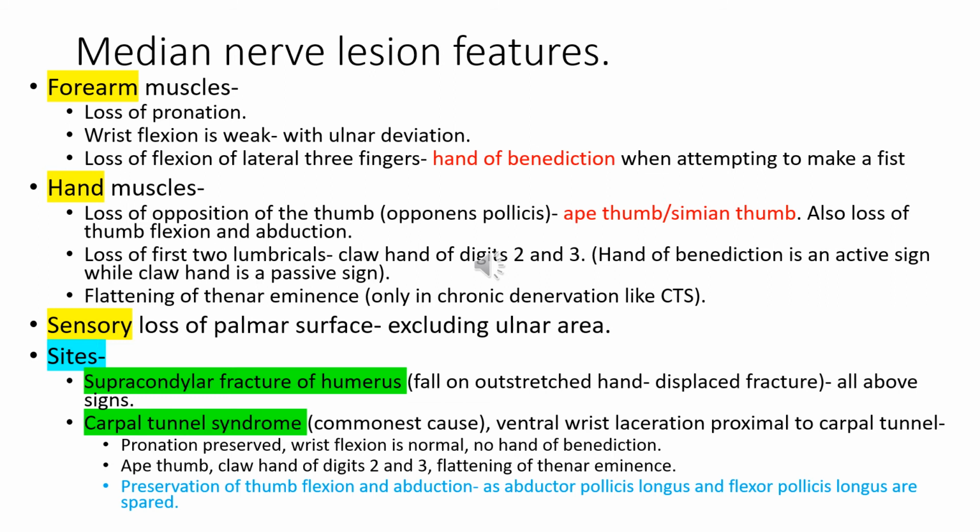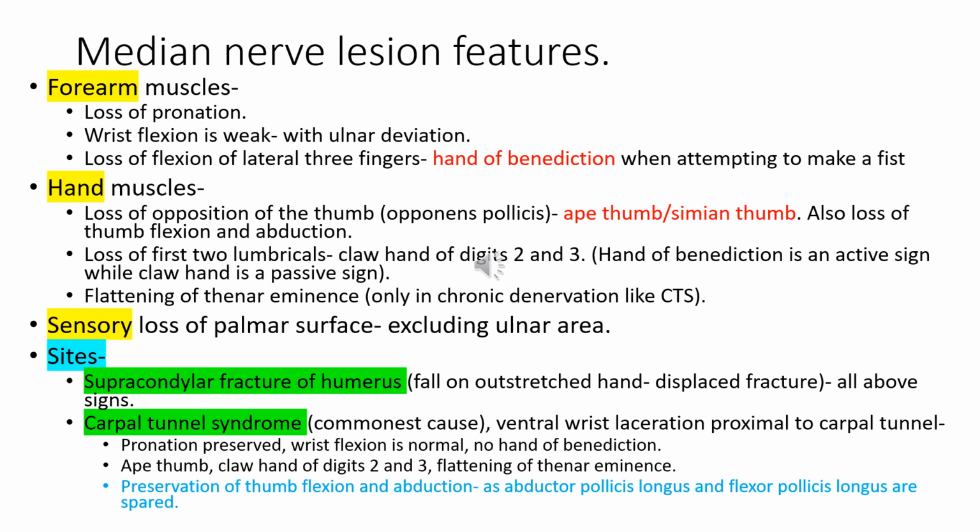Now, in addition, the median nerve supplies flexors going to the first three fingers, that is thumb and the next two fingers. So when we attempt to make a fist, the fourth and fifth finger will be able to flex while the other three fingers cannot, producing what is called hand of benediction. So note that hand of benediction is an active sign, unlike claw hand, which is a passive sign. So that is about forearm muscles.